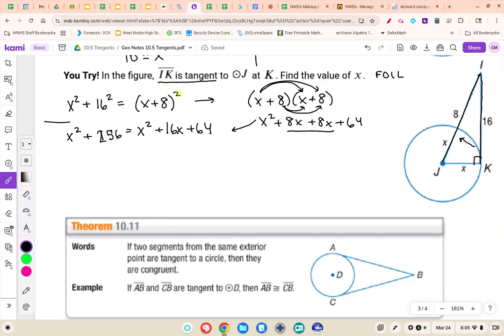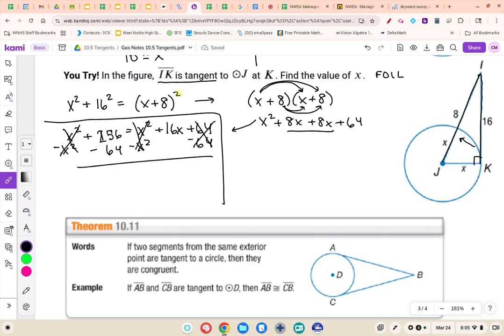Now our solving is not too bad. Remember, I'm looking at just this now. I can subtract x squared on both sides, and this makes it easy because these cancel out. I don't have to do any quadratic solving or factoring or anything like that. Now I'm going to subtract 64 on both sides. This gives me 192 equals 16x. Divide by 16 on both sides. So x is 12, which means our radius is 12 if it asked us for more than just what x is.